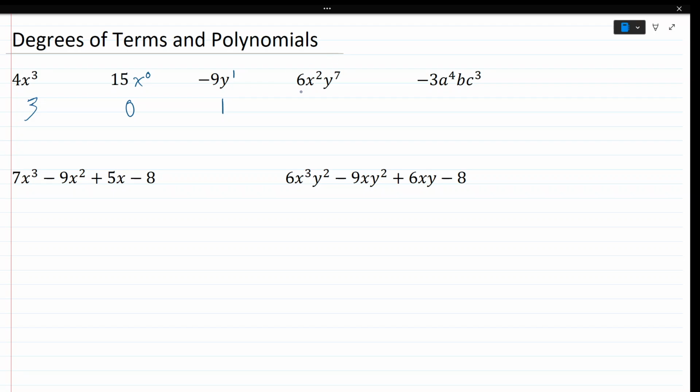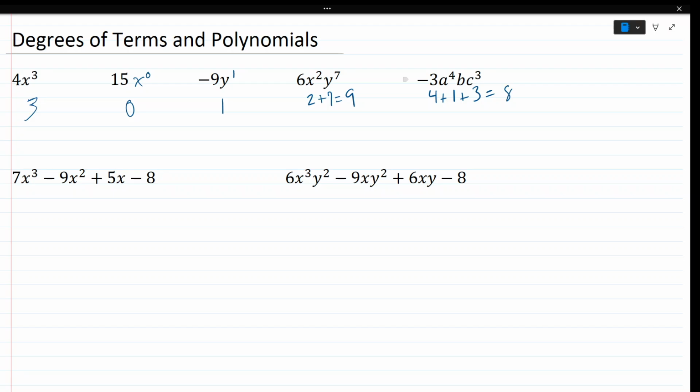Now for the next one, when we have 6x squared y to the 7th, since we have two variables, it would be the sum of their exponents. So in this case, that would be 2 plus 7, so that would be 9. Now for negative 3a to the 4th b c cubed, again, it would be the sum of their exponents, which is 4, and then don't forget the 1 for the degree of that b, plus 3. So that would equal 8.